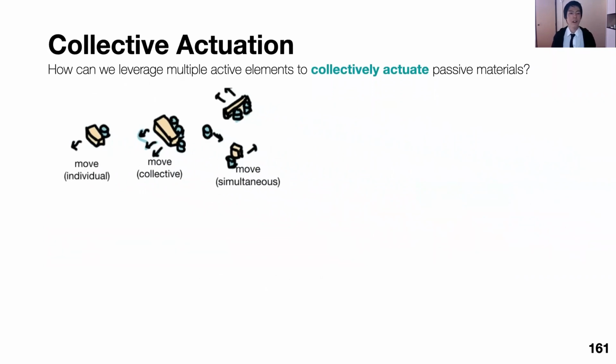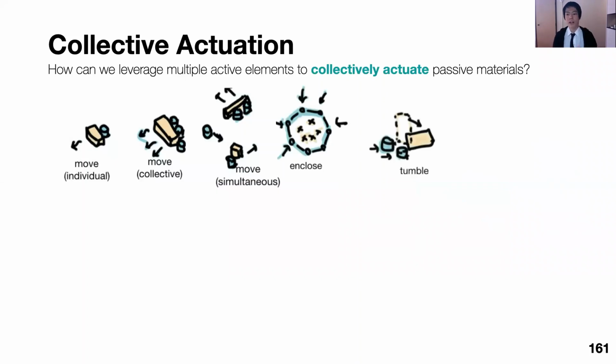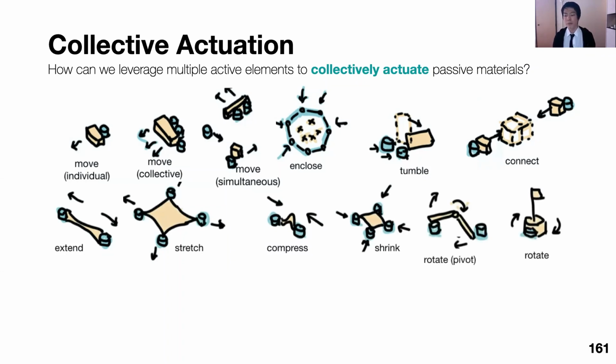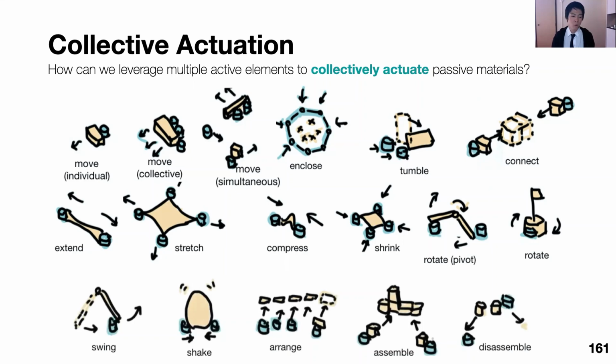And we can think of many different ways of the design space of this collective actuation, such as enclosing the static objects, or tumbling the static objects, or connecting the static objects together, or extending, or stretching, or compressing, or shrinking these transformable passive materials, as well as rotating and pivoting these objects, or swinging, shaking, arranging, assembling, or disassembling to interact with the passive object to create a shape or provide affordances.